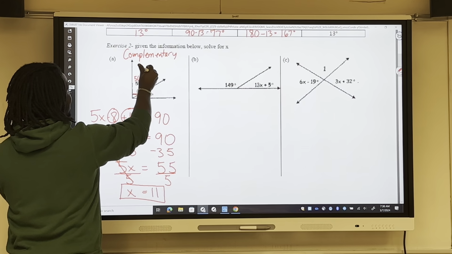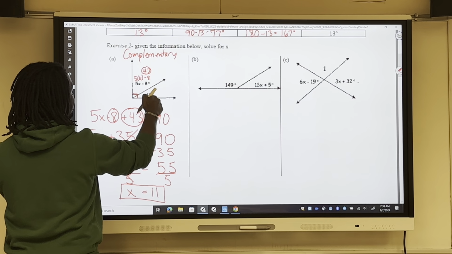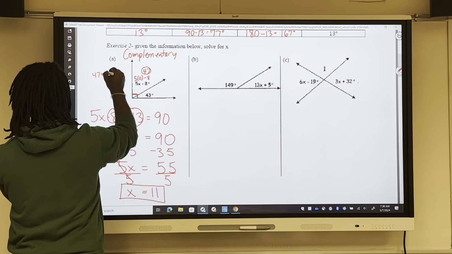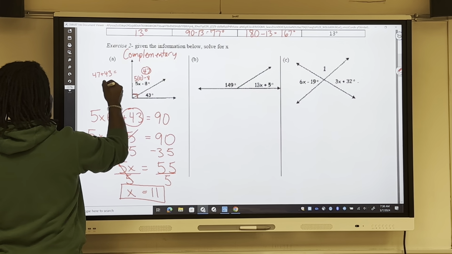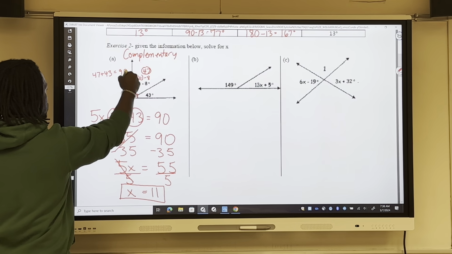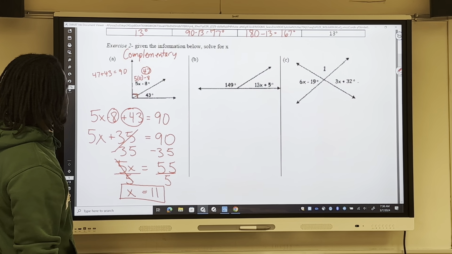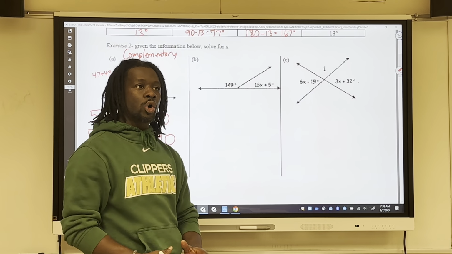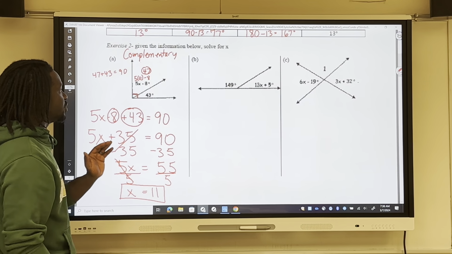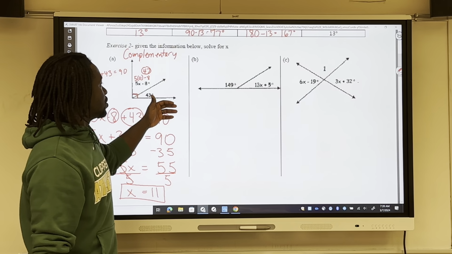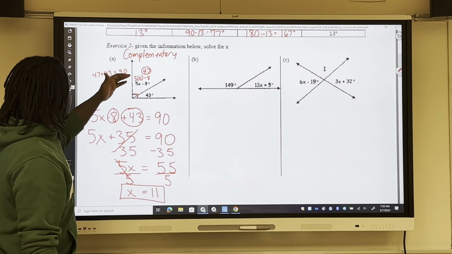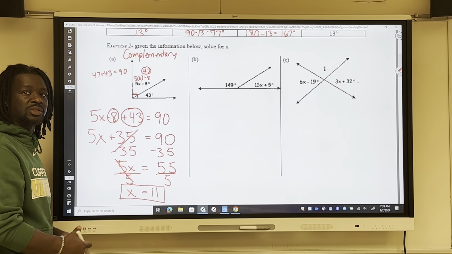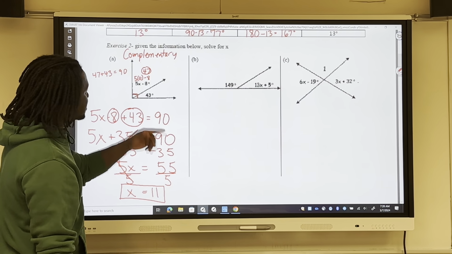Okay, and then just to prove that this is right, 47 plus 43 gives me 90. So I know my answer is correct. All right. So in solving this, all you're doing is setting up your equation based on the information given, which in this case is that they were complementary. So that's how I knew that those two angles together equal 90. All right. Let's look at the next one.